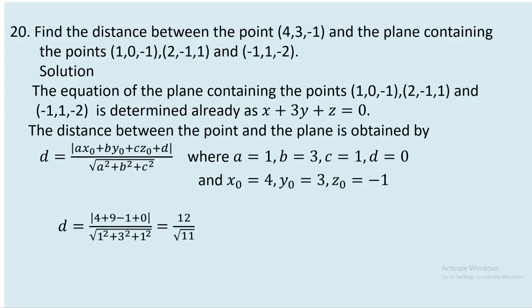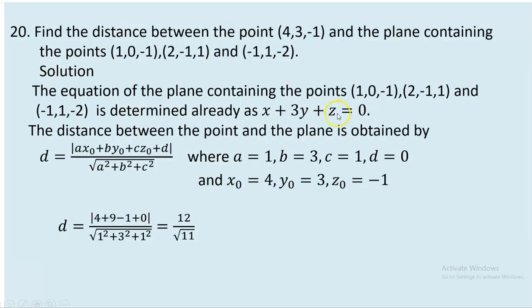So what we need to do is directly substitute the given data in place of the corresponding variables. Here a times x0 is 1 times 4, which is 4. b times y0, we need to multiply these two, 3 times 3 makes 9. And c times z0, 1 times -1, which is -1, as it is written. Then d is 0 because to the right of this z, we don't have any constant.